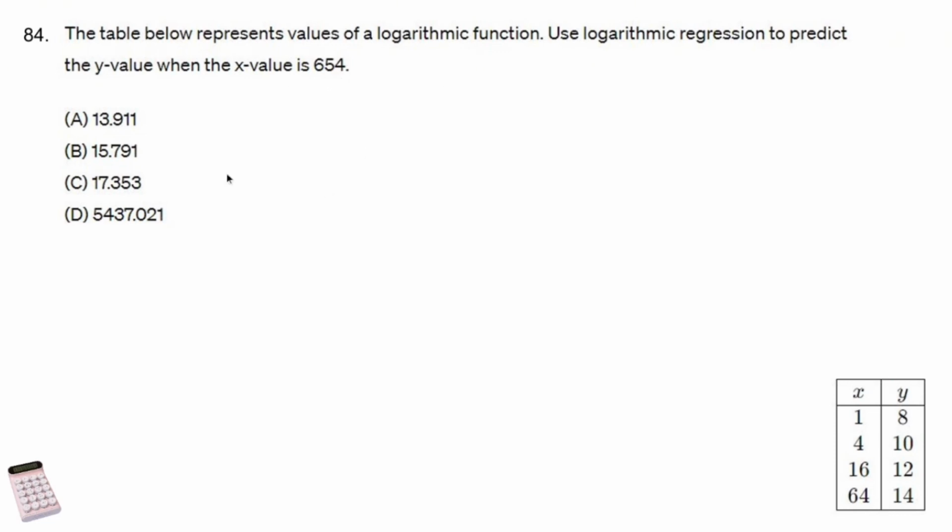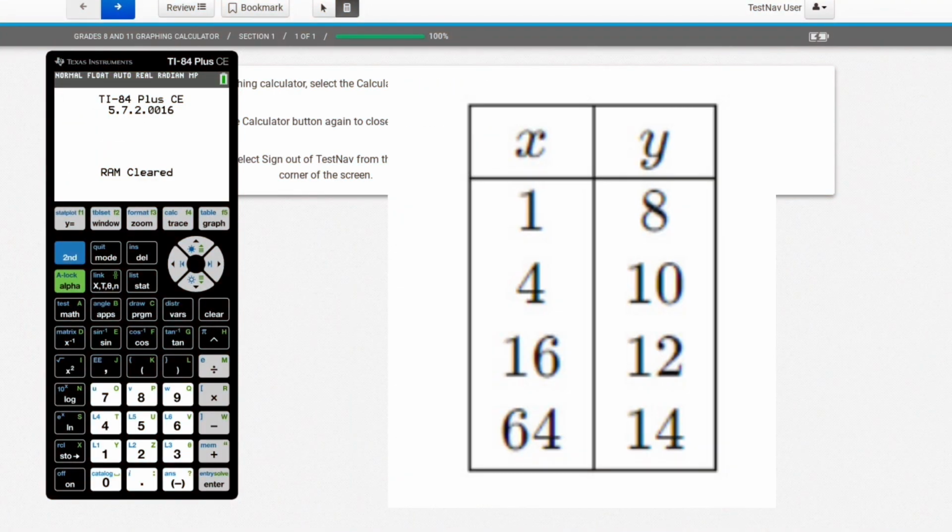All right, so what I'm going to do is use that table right there and use what's called LnReg. That's going to give me some gross-looking ln problem. I'm not going to write it down. I'm not going to save it. I'm just going to store it and then plug in 654 and see what happens. Be right back. All right, LnReg is just like any regular regression, okay?